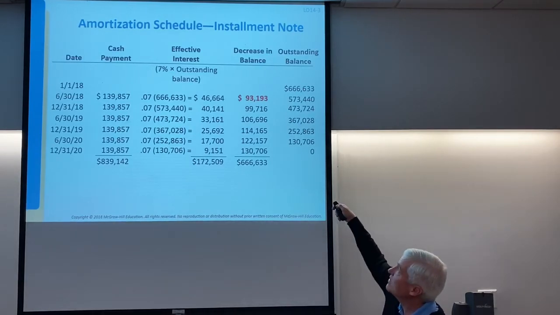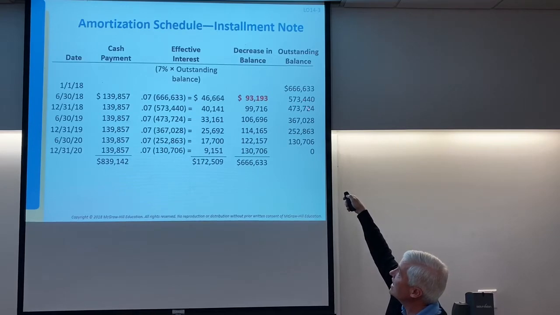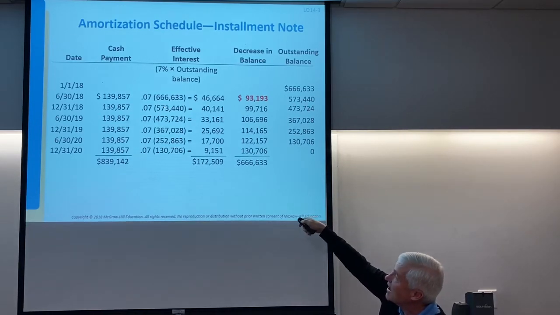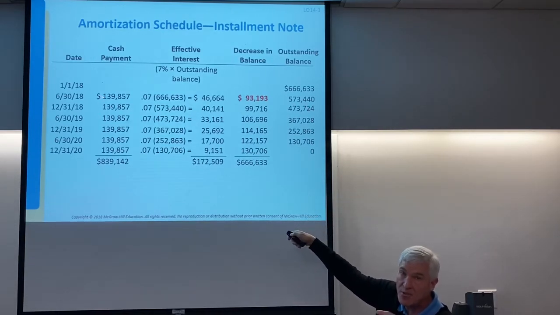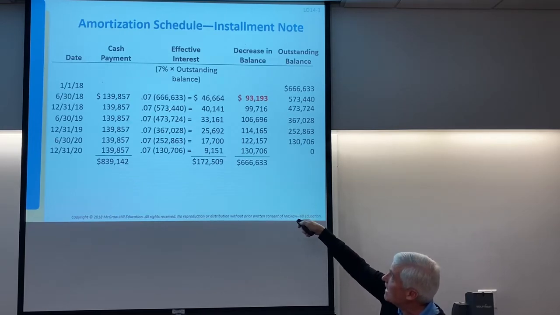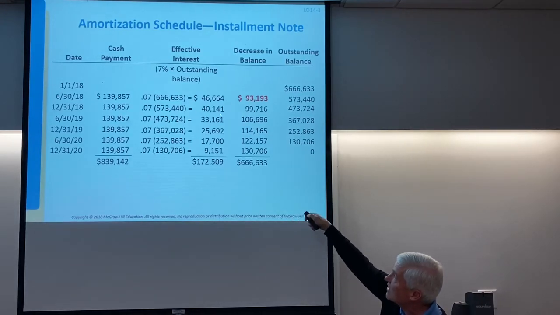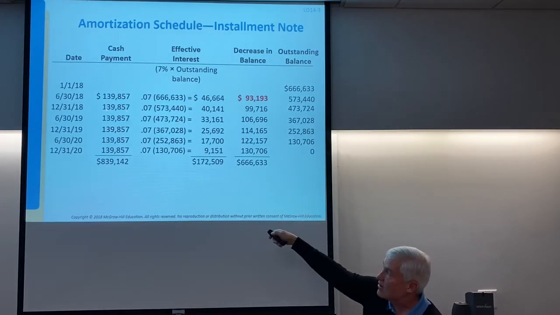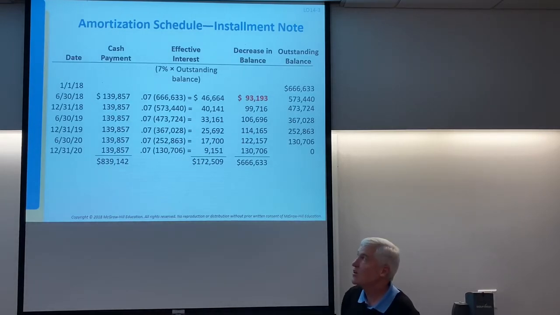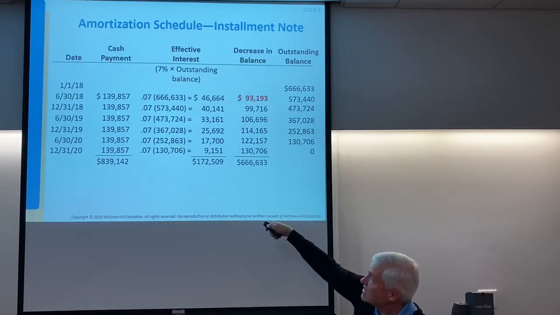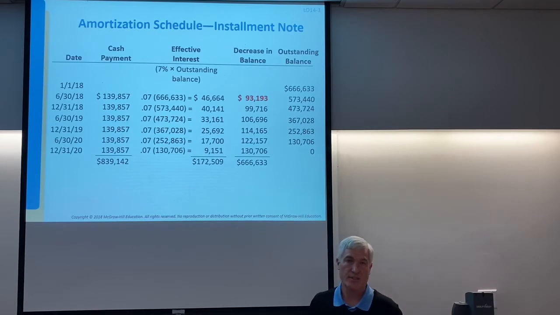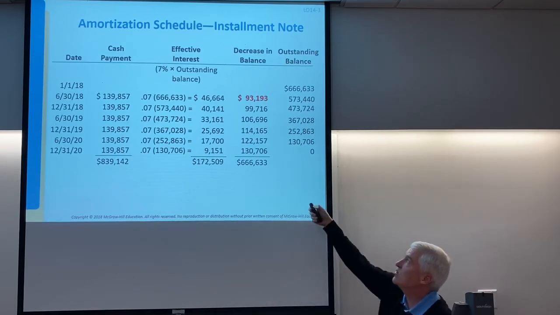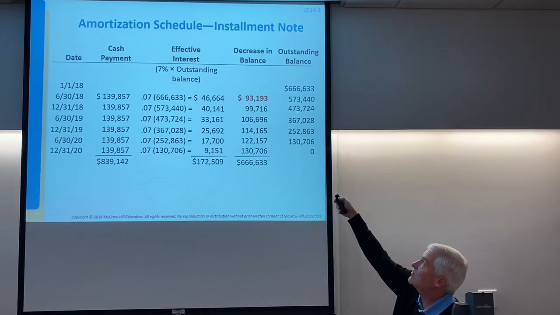Go to payment 2. Now we have $573,000 as the outstanding balance, and after another 6 months, months 7 through 12, we're going to take 7% times how much we owed at the beginning of this 6 months, $573,000, which is $40,000 of interest. But yet, we paid $139,000. So $40,000 of that $139,000 goes to interest. The remainder reduces our debt down to $473,000.